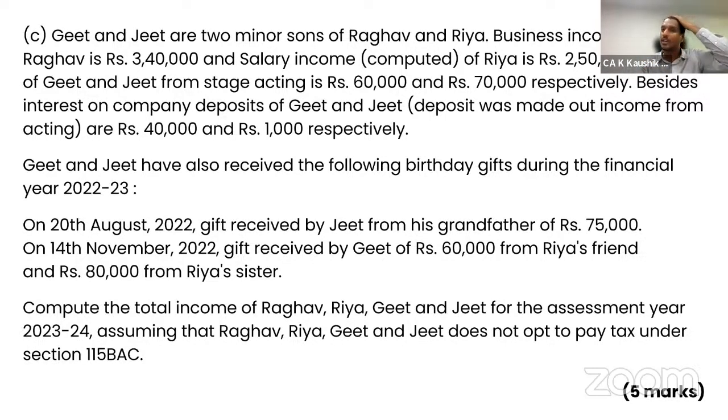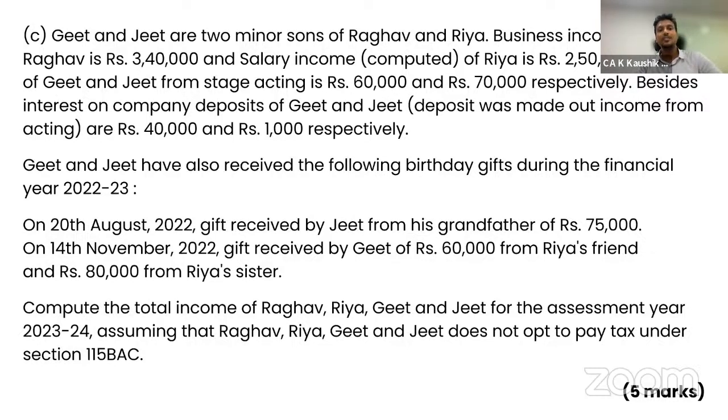Question number 2 part C is looking at the clubbing of income, clubbing provisions. So here quickly, if we read the question, Geet and Jeet are 2 minor sons of Raghav and Riya. So parents are Raghav and Riya. Business income of Raghav is 3,40,000 and salary income computed of Riya is 2,50,000. So they have given income of both. So whichever parent is getting higher income will be considered for that clubbing. So in this case, Raghav's income is higher, so it will be clubbed in the hands of Raghav.